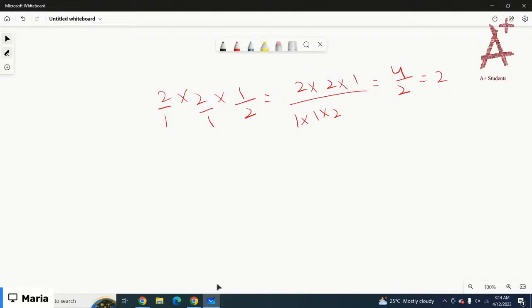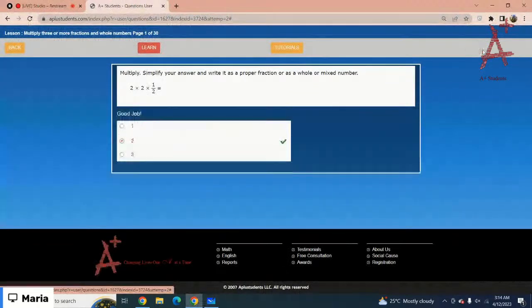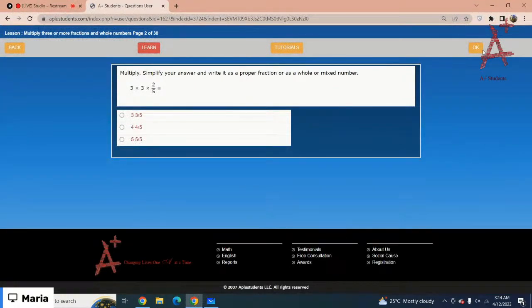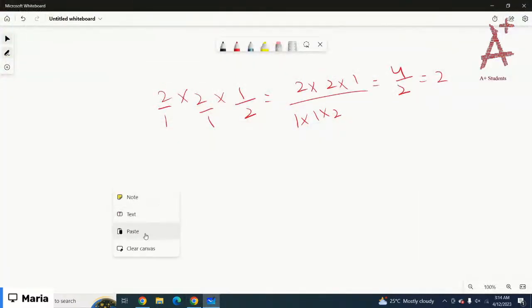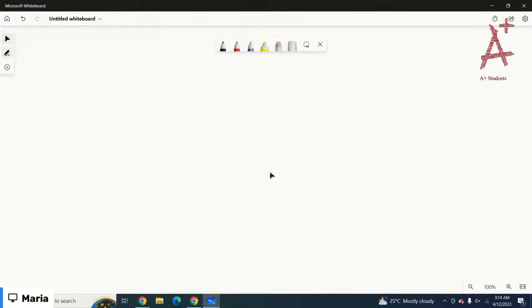Is there any confusion, any problem? Okay, the next one is 3 times 3 times 2 by 5. So they have the denominator 1. 3 times 3 is 9 and 9 times 2 is 18 divided by 5.